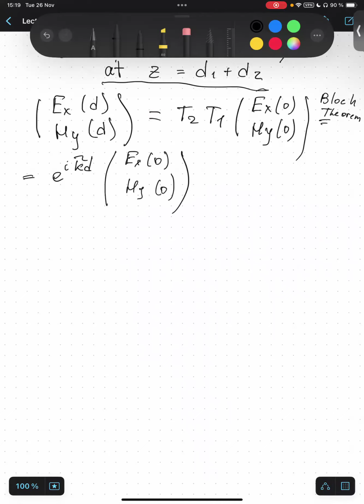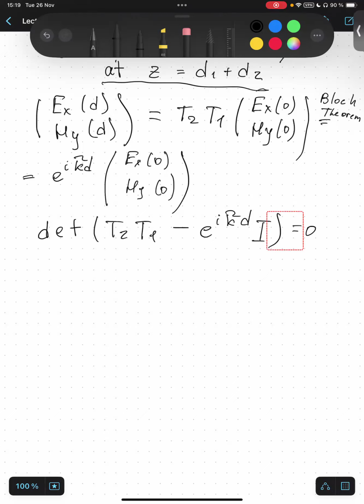Well, that's great because now we immediately can obtain the dispersion equation. How? It is quite easy because the determinant of the unitary matrix equal to 0. So this is our dispersion relation. Let's solve it.